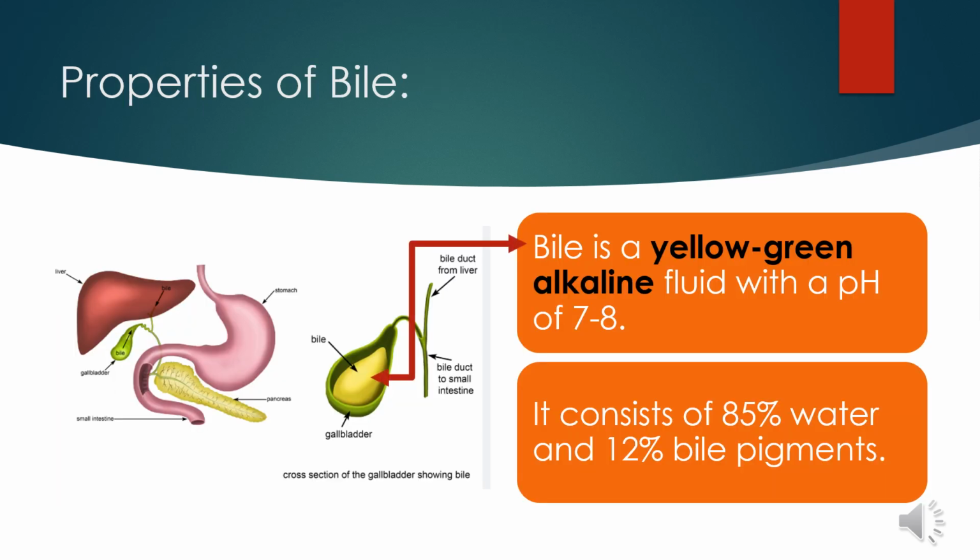Properties of bile. Bile is a yellow-green alkaline fluid with a pH of 7 to 8. It consists of 85% water and 12% bile pigments.